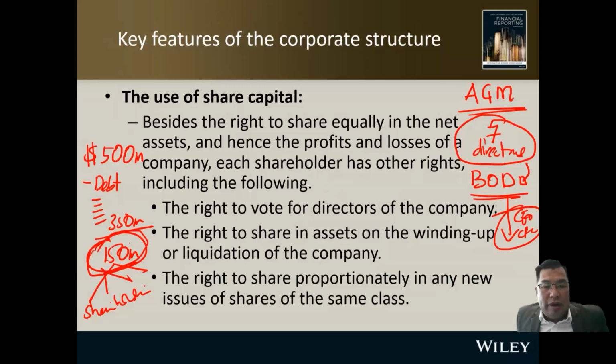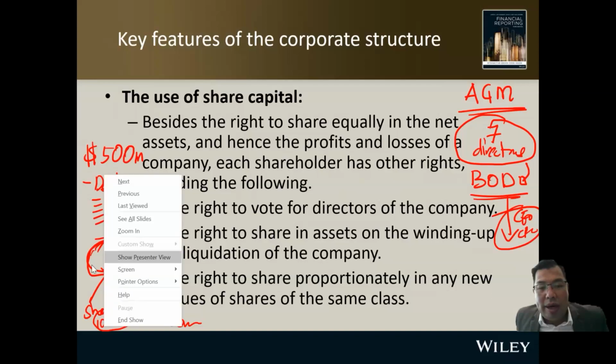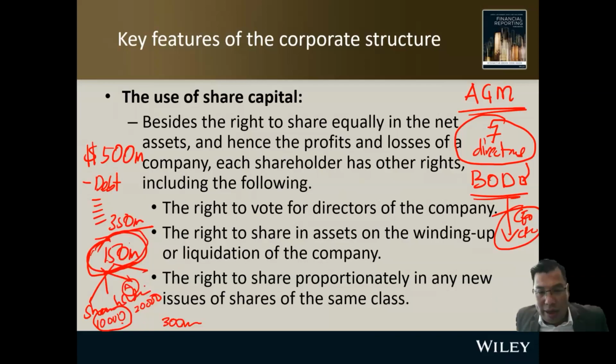For example, if shareholder A has 10,000 shares, and here is 20,000 shares. So shareholder B might have a higher portion of this 150 million. From the total shares, maybe they have, I'm not sure, 300 million shares. So if you have 10,000, then 10,000 divided by 300 million multiplied by 150 million. That is the amount you're going to receive.